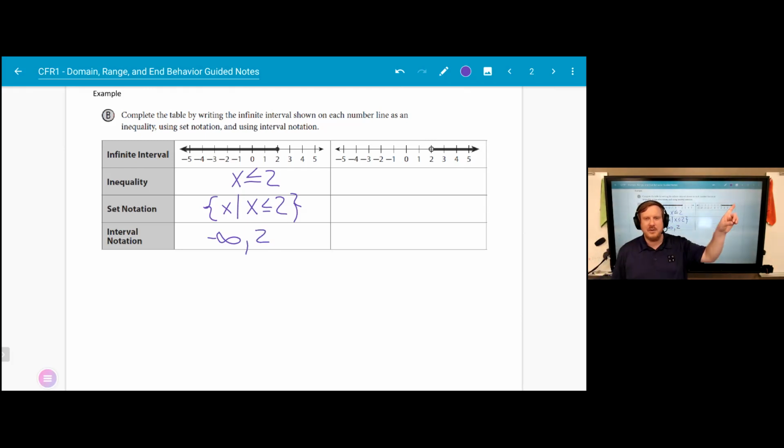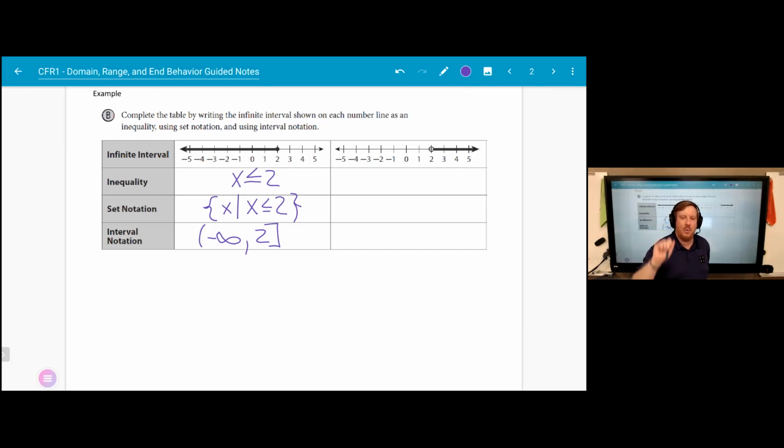And what's that thing I told you on the first page? Infinity or negative infinity can never have a square bracket. So you always need to put a parenthesis. This indicates that it does not equal that number. We don't know what negative infinity is. 2, on the other hand, it could equal 2. And you're going to notice in here how these all work together. Less than or equal to, less than or equal to, can equal because it's a square bracket.